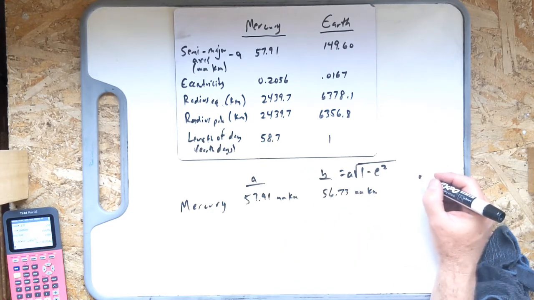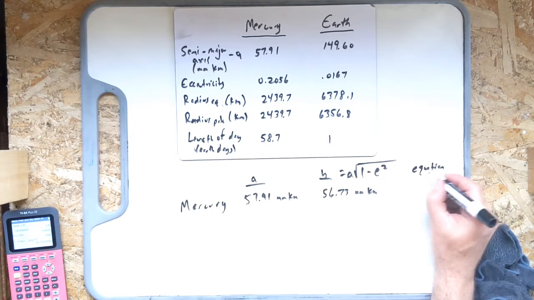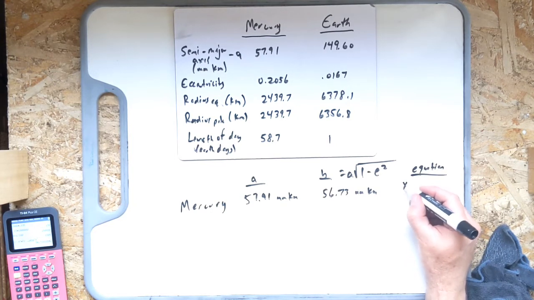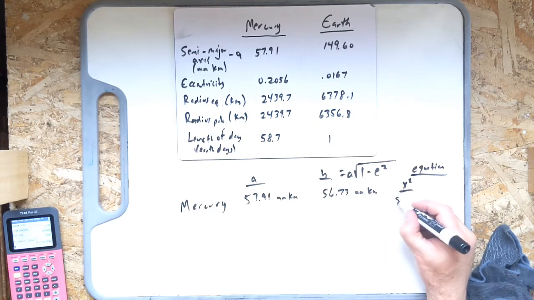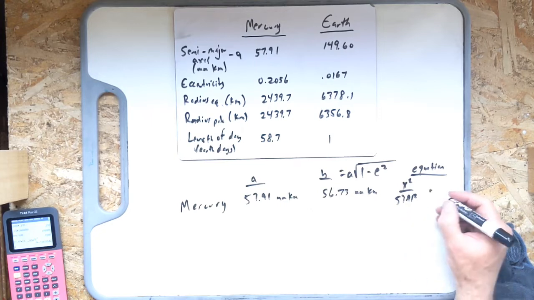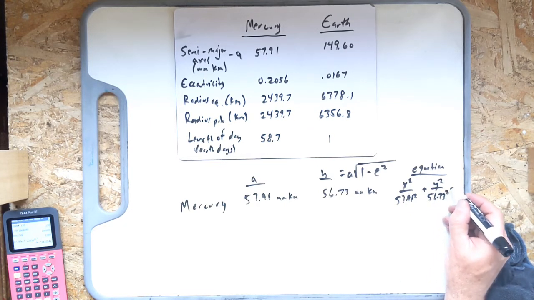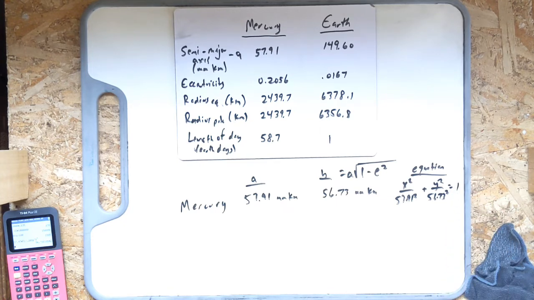And then finally, what do I want? The equation. So for the equation, I will get x squared over 57.91 squared. Just leave it like that. Totally fine. Again, this is million kilometers. Plus y squared over 56.73 squared equals 1. There we go. That's my equation of Mercury going around the center of the ellipse.